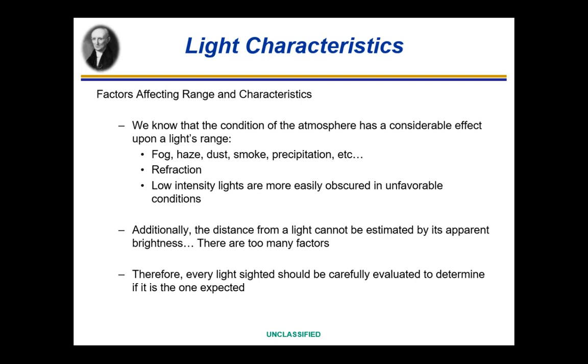Now, we know that the condition of the atmosphere has a large role upon a light's range. Things such as fog, haze, dust, smoke, and even high levels of precipitation can all affect the range we can see a light. Many of us have been out to sea and observed firsthand the impact that low visibility caused by fog can have on the detection of a light. As navigators, we need to be understanding of the fact that meteorological visibility is dynamic and can change for better or worse depending upon where we are in the world.